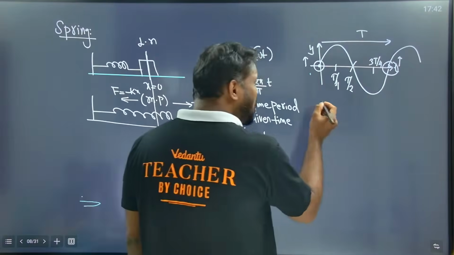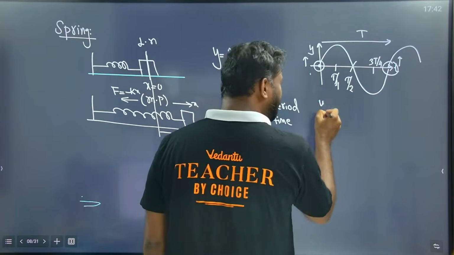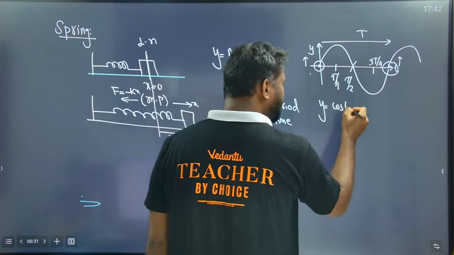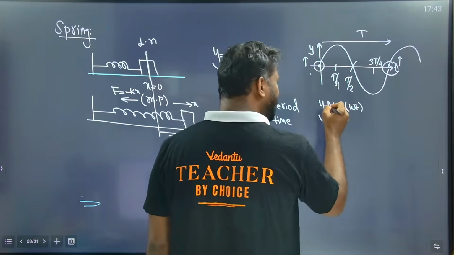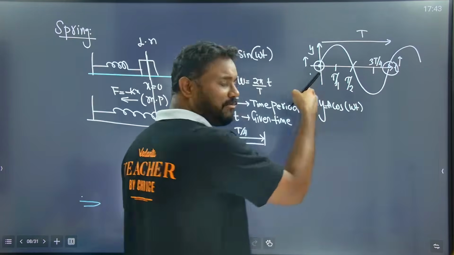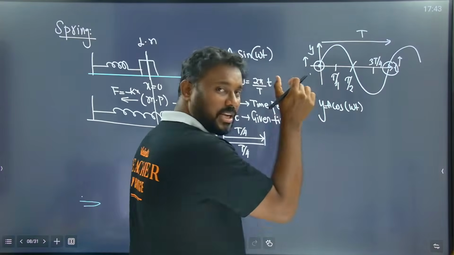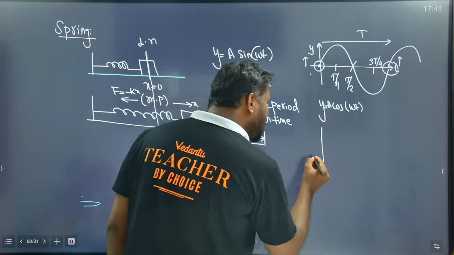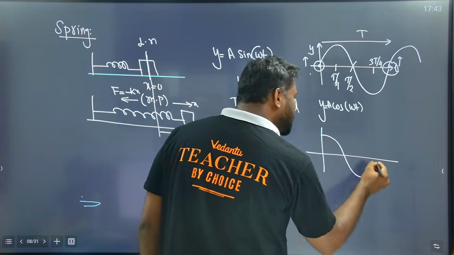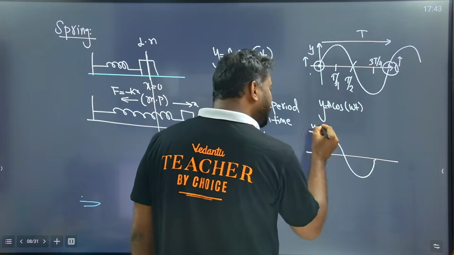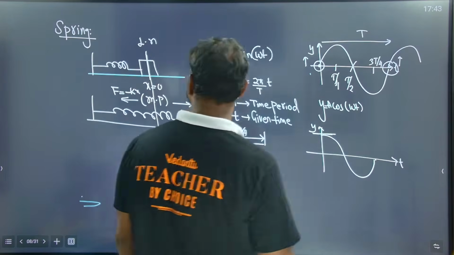In the same way, how can we represent the cos function? It is also a periodic function. So I take y equals a cos omega t. But where does it start? The sine function starts from the mean position, that is x equals 0, it starts from the origin. But if I take the cos function, it will start from the extreme point. This point is at y equals a, and we represent this as T.